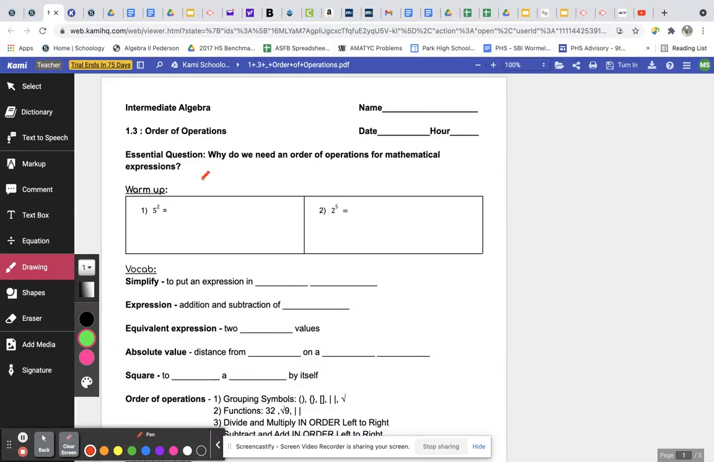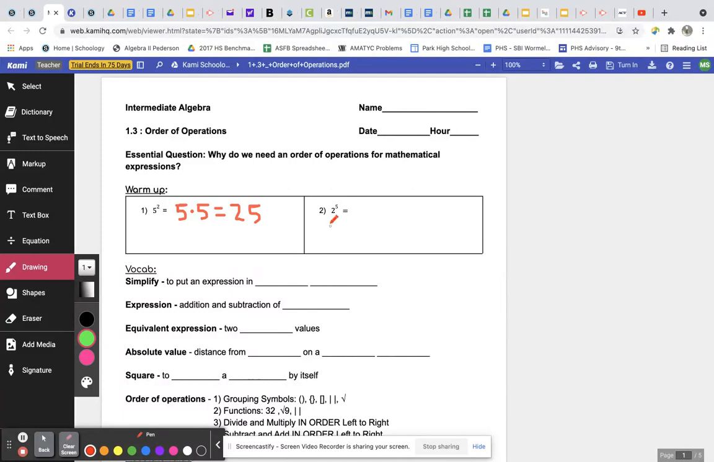Now, 5 is read 5 to the second power, or 5 to the power of 2, or 5 exponent 2. And what this means is this 2 counts the number of times 5 is multiplied by itself. So 5 multiplied by 5, because it's multiplied by itself 2 times, is 25.